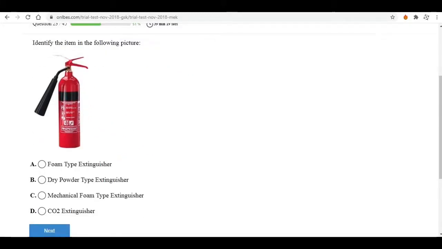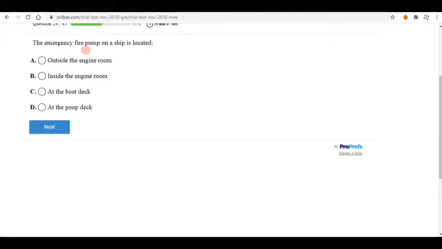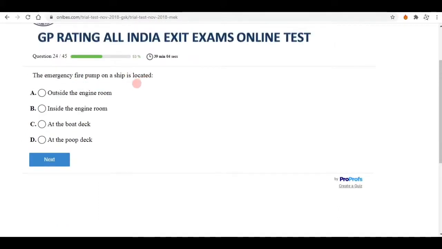So you have to identify this picture. Which type of fire extinguisher is this? It is a CO2 fire extinguisher because it has a horn here and its color code is black. The emergency fire pump on a ship is located outside the engine room. Because during an emergency, if there is a fire in the engine room and the pump is inside the engine room, then how can you extinguish the fire with the help of the emergency fire pump? It's not possible because the fire is there, so it should be outside the engine room.